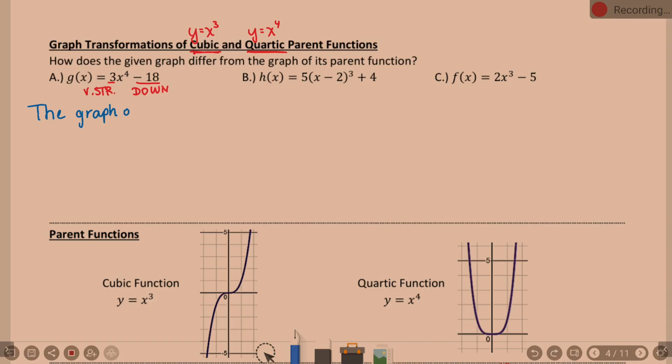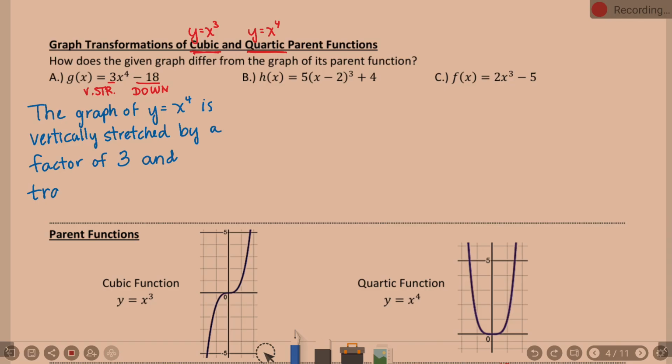I'm going to say the graph of y equals x to the fourth is vertically stretched by a factor of 3 and translated down 18 units.